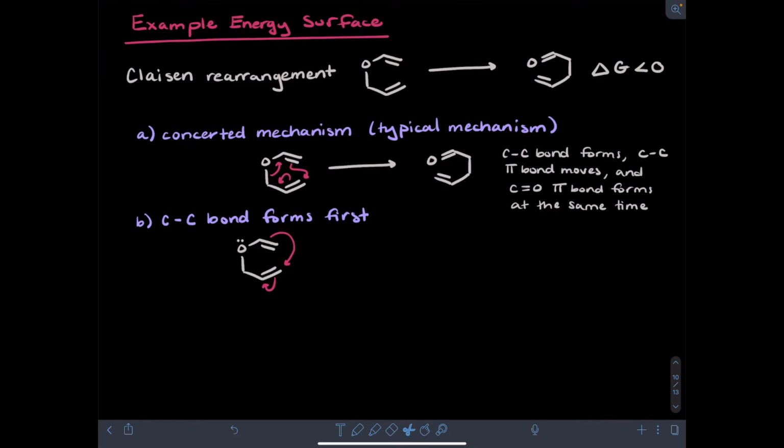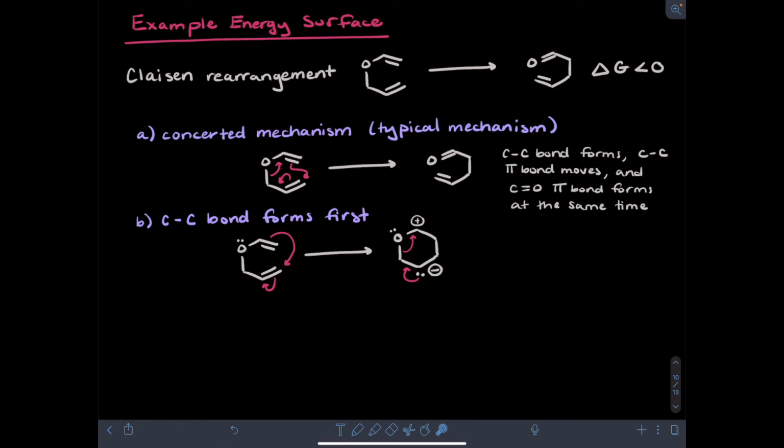Now let's consider another scenario. What if the carbon-carbon bond formed first, before the carbon-oxygen bond broke? Imagine taking the electrons from a pi bond and forming a new carbon-carbon single bond, and then taking a pi bond and making a new carbon lone pair in the first step. This would give you an intermediate where you have a new carbon-carbon single bond on the right. The top carbon has a positive charge, and the bottom carbon has a lone pair and a negative charge.